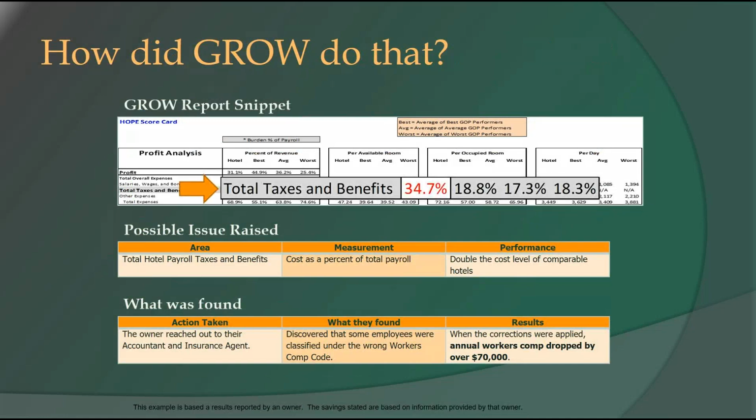So part of the scorecard shown here, that part in the white, is a scorecard that comes off once you enter your information into the GROW website. Specifically, this hotel discovered that their payroll and tax benefits line was double that of their competitive set. So their owner worked with their CPA and their insurance agent, and they uncovered that some employees weren't classified correctly. They updated that, and they basically saved themselves about $70,000 from the year before. So it's pretty impressive, right?